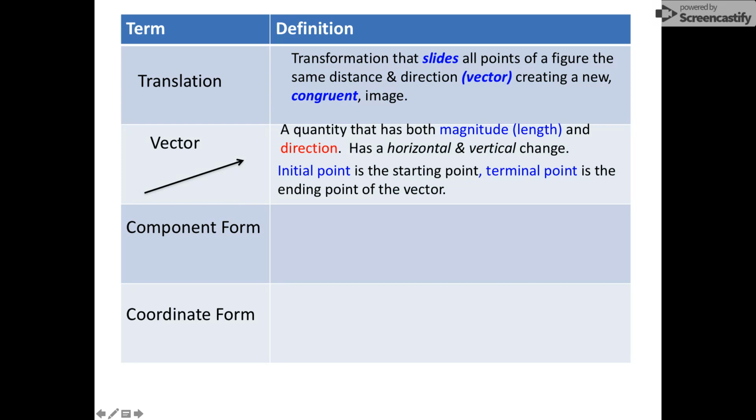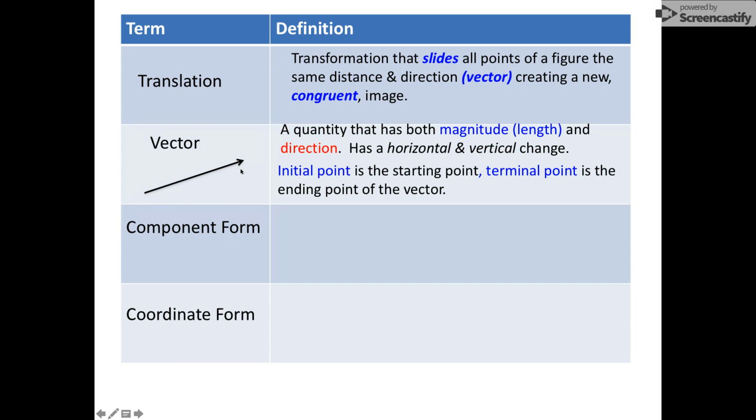A vector also has an initial point, which is the starting point, and a terminal point, which is the ending point of the vector. So if I were looking at this vector, my initial point would be here, the starting point, and my terminal point would be here at the end. Another word similar to terminal would be terminate. If you terminate something, it's at the end.